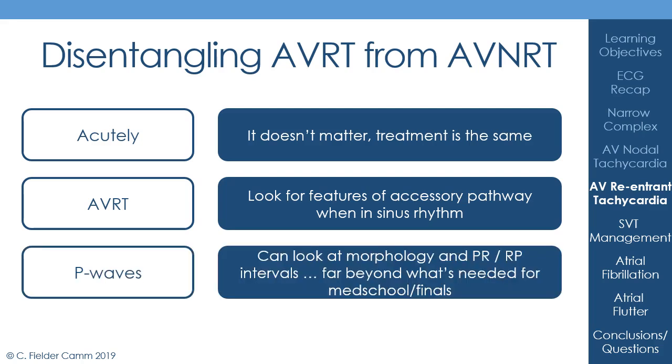Now, you can look at the morphology of the P waves, and you can look at the PR interval and the RP intervals, and you may hear that being talked about, but that is far beyond the scope of what is required for medical school or for finals. So I'm not going to talk about that any further. Essentially, for the extent that you need to know for finals, and in fact for general practice doing most junior doctor jobs, it doesn't matter hugely. While they're in that fast rhythm, you just need to treat them, and you can treat them the same either way, whether it's AVRT or AVNRT.